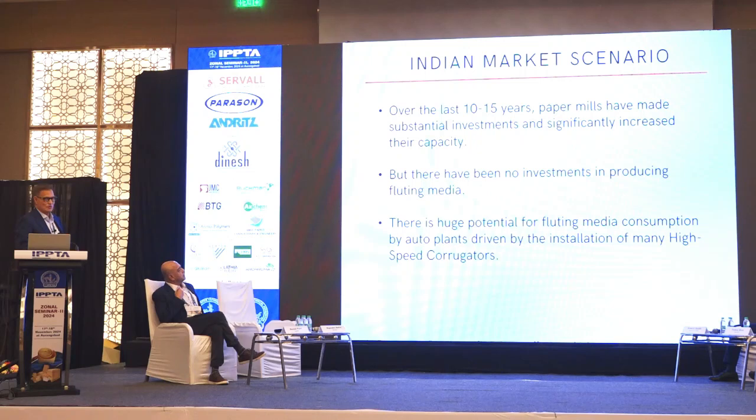Over the last 10-15 years, paper mills have also made substantial investments and significantly increased their capacity. But there have been no investments in producing fluting media. So far, normal paper is what is being sold. There is no concentration on producing fluting media. So I feel there is huge potential for fluting media consumption by auto plants, driven by installation of many high-speed corrugators. As more and more high-speed corrugators are being installed, once they realize the importance of running fluting media, the demand will also come. So it is the right time for the mills to start producing fluting media.